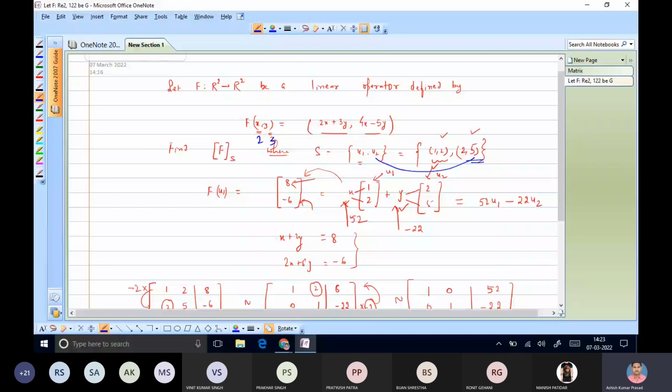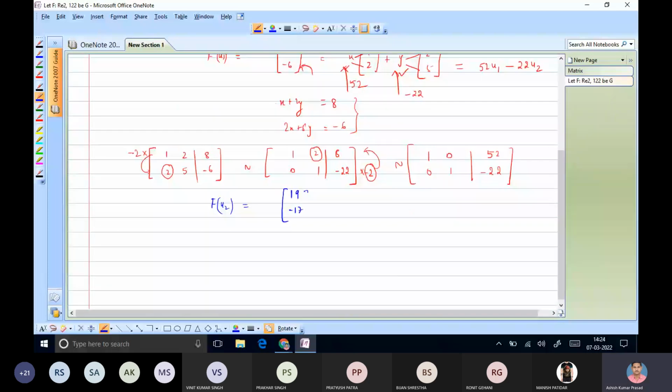Okay. So 2 times 2 is 4, 5 times 3 is 15, 15 plus 4 is 19. And here 4 into 2 is 8, minus 5 into 5 is 25, 8 minus 25 is minus 17. So what is F(U2)? F(U2) is (19, minus 17). Now I will write this as a linear combination of U1, (1, 2), and U2, (2, 5). And again, I will write here x, y, and our aim is to find x and y.